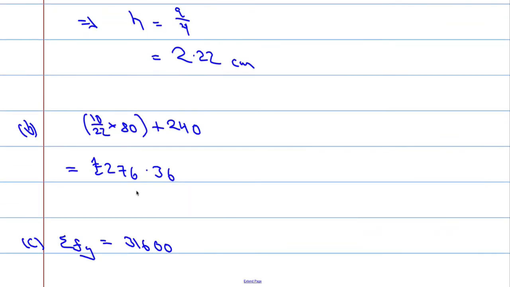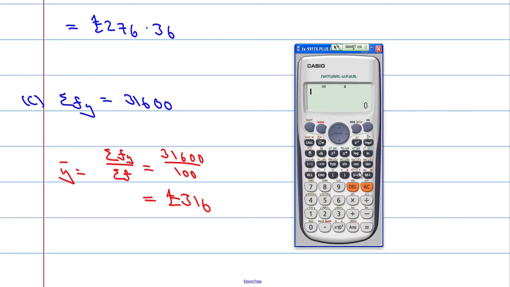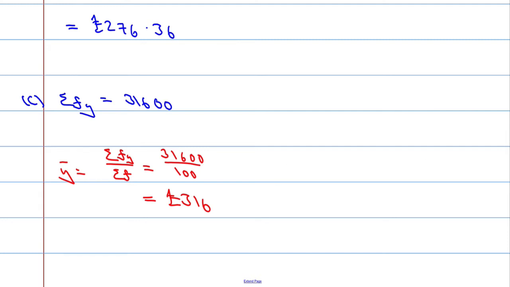Right, so let's go with the mean. So the mean y bar is going to equal sum of fy over the sum of f, which is 31600 over 100. I think there was 100 households, which is going to give us £316. I'm going to confirm that with the calculator, because that actually will tell me whether I've done it exactly right. Shift, stat, go to VAR, look for X bar, option 2, and we get 316. Brilliant.